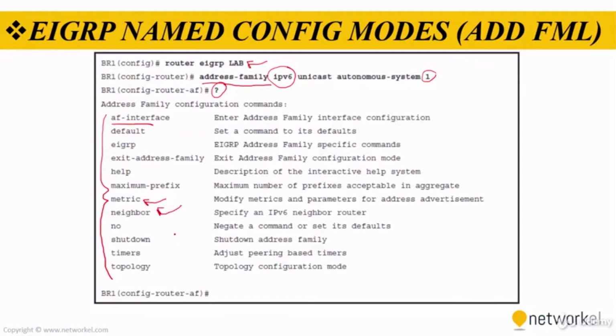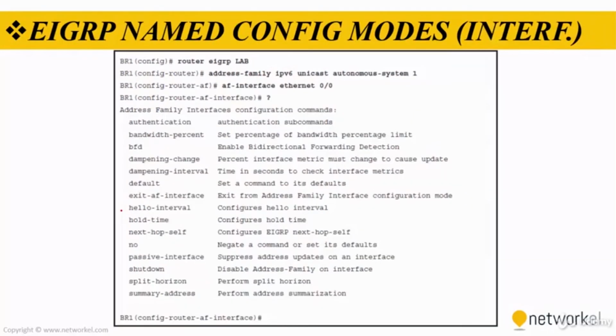We can shut down the address family. We can go under the topology mode by using the topology command. And we can use the EIGRP address family specific configurations by typing eigrp. And we have help, exit-address-family, default, and other options as well, as you can see. But the most important ones are the ones that I mentioned. And here is the af-interface mode.